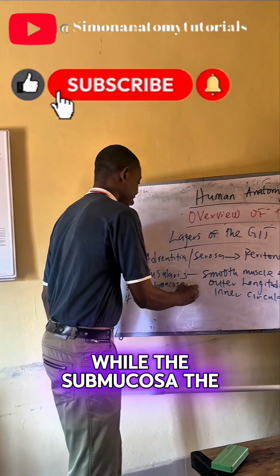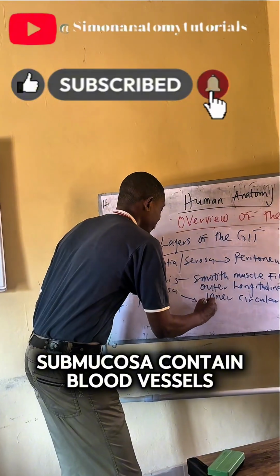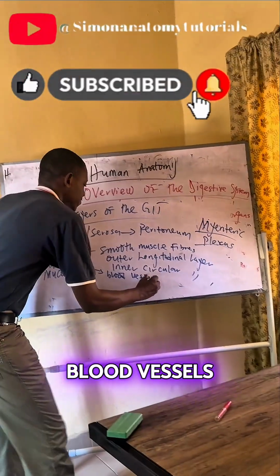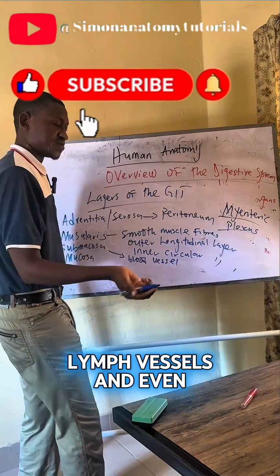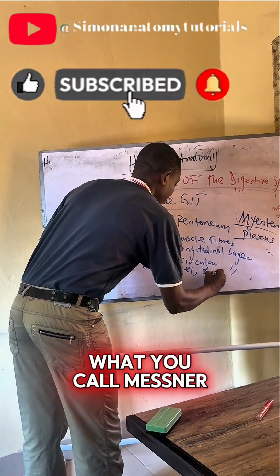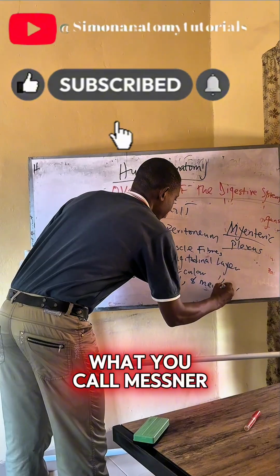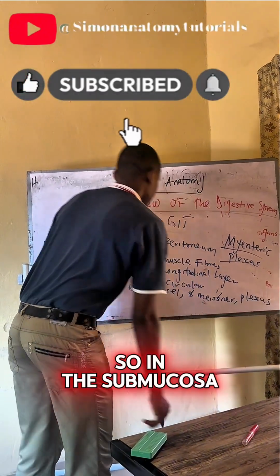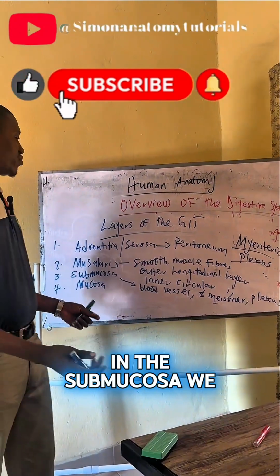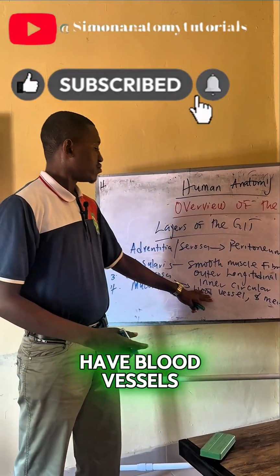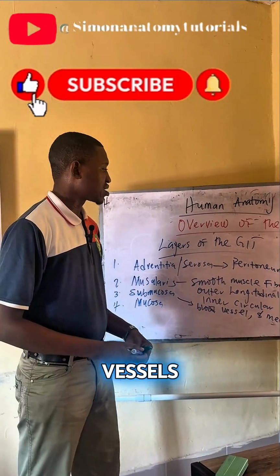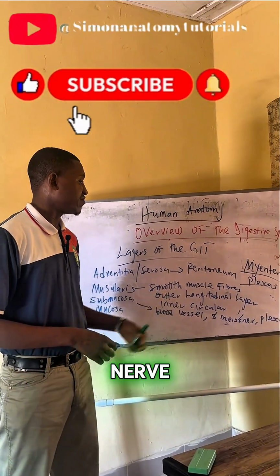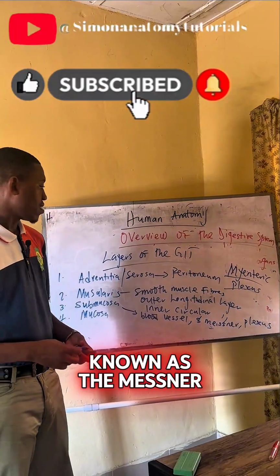While the submucosa contains blood vessels, lymph vessels, and even what we call the meissner plexus. So in the submucosa, we have blood vessels, we have some lymph vessels, and we also have a network of sympathetic and parasympathetic nerves known as the meissner plexus.